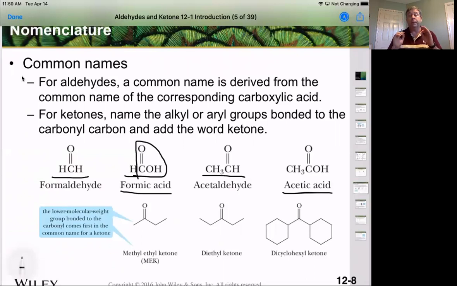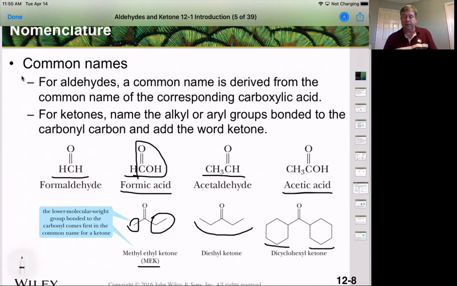There's also some common names for ketones. One of them is called MEK. When we talk about common names of ketones, you typically name one alkyl group on one side of the carbonyl and one alkyl group on the other side of the carbonyl, and then put the word ketone at the end. So in this case, we have methyl ethyl ketone. Notice it's not in alphabetical order. Common names do not follow the alphabetical order rule. In this case here, we have diethyl ketone, because we have two and they're the same. And in here we have dicyclohexyl ketone because we have a cyclohexyl group on either side of that carbonyl group.